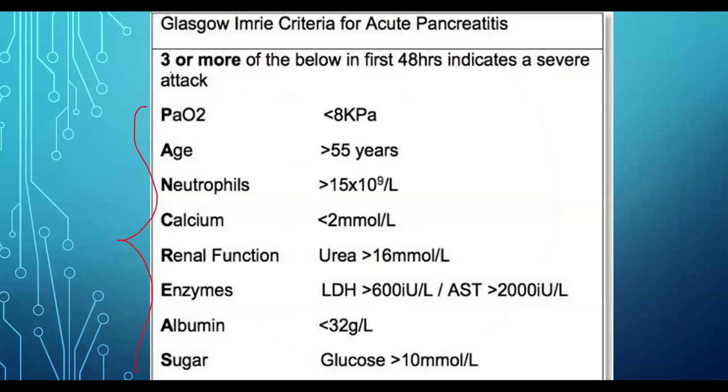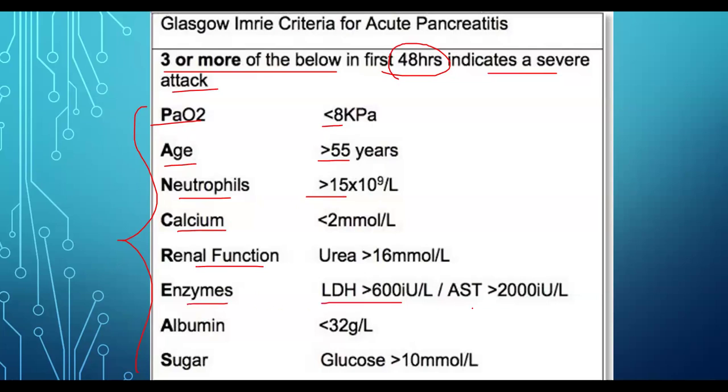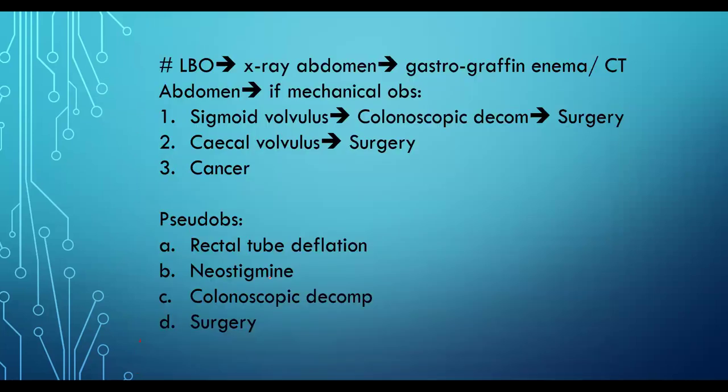If the patient has got 3 or more of these features in the first 48 hours, it indicates a severe pancreatitis. And the mnemonic is PANCREAS. Partial pressure of oxygen low, age more than 55, neutrophil more than 15, hypocalcemia, renal impairment, enzyme abnormality like LDH and AST high, hypoalbuminemia, and hyperglycemia. Sometimes they ask which of the following is not a complication of pancreatitis. So you need to know what usually happens with calcium, renal function, and everything.